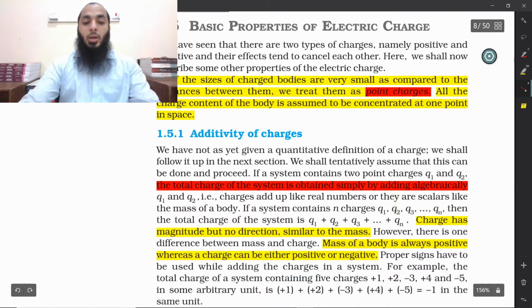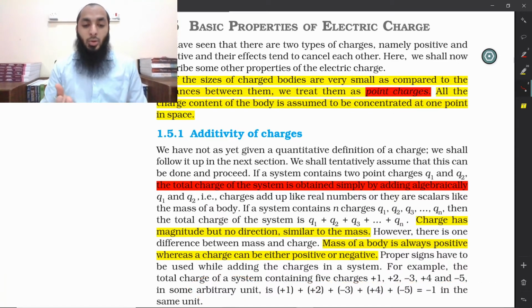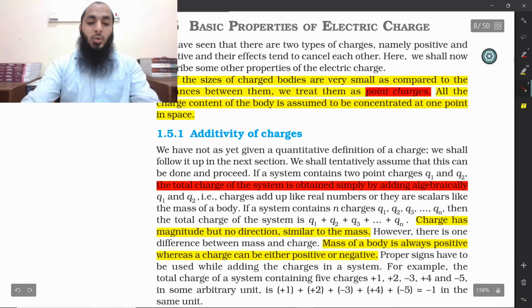For example, the total charge of a system containing 5 charges plus 1, plus 2, minus 3, plus 4, minus 5 in some arbitrary units. Maybe it's some multiple of coulombs, it can be microcoulombs, it can be anything. So we have not defined the units, so we'll just take it as arbitrary unit. So what will be the total charge? It will be just the sum of these quantities. That will be plus 1 plus 2 plus minus 3 plus 4 plus minus 5. That's what they have shown. And if you add up these things, you will get minus 1 in the same unit.